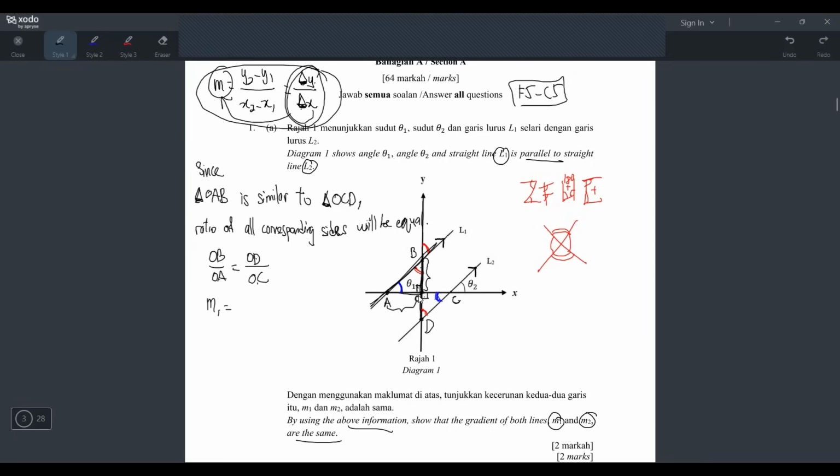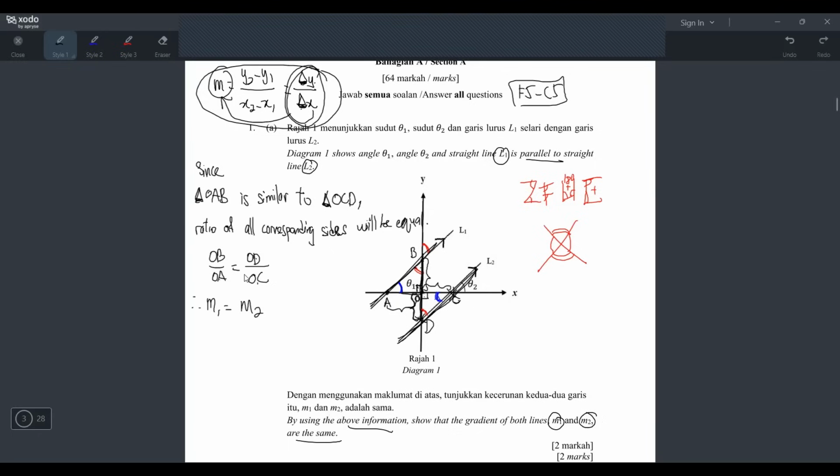Well, you are also taking the difference in y, from O to D, because if you want to find the gradient of this line, you will take any 2 points, right? Let's assume we take point C and point D. So what we are doing is we take the difference in y, which is O to D, divide by the difference in x, which is O to C. So you're basically finding the M2. So they want us to show that the gradient of both lines are the same, right? So this is how we show it. This is the answer, right? M1 equals M2.